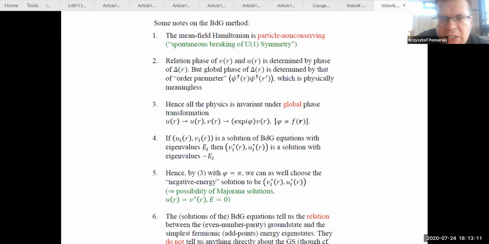Also, the whole physics is invariant under global phase transformation, when you add a phase both to the electron and to the hole.